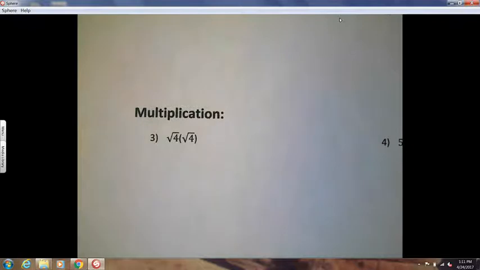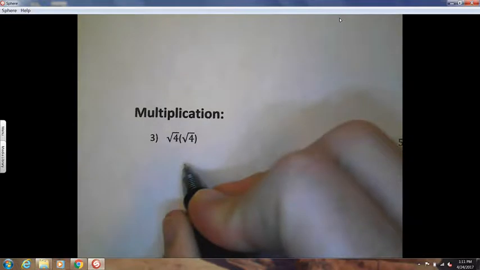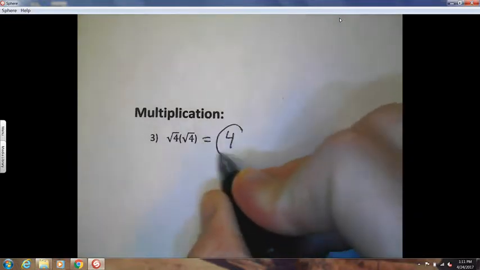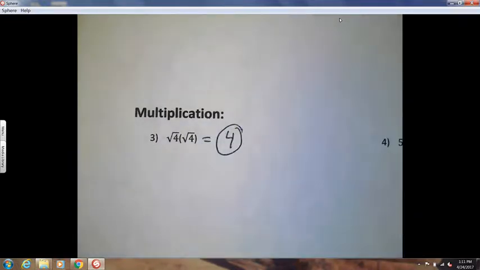So then I want to look at multiplication. Okay, so when you multiply, there's a property that you should realize. You should be able to look at this and say the square root of 4 times the square root of 4, the answer is 4. But if you're not sure, let's look at the process.